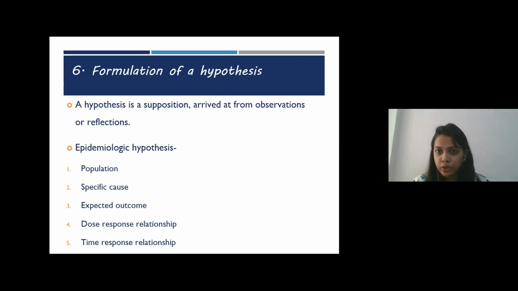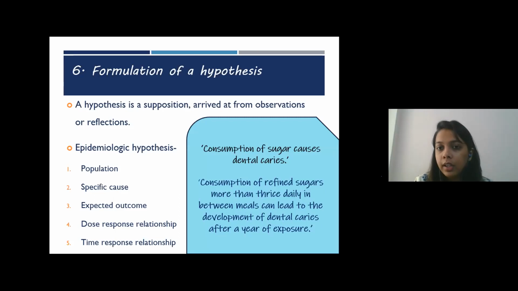This is a supposition which is arrived at from different observations and reflections. Any epidemiological hypothesis should have 5 components: the population you're talking about, what is the cause, what is the outcome, the dose response relationship, and the time response relationship. For example, if we were to say consumption of sugar causes dental caries, it gives us no idea about any of the specific groups that we're talking about, or the cause or the outcome.